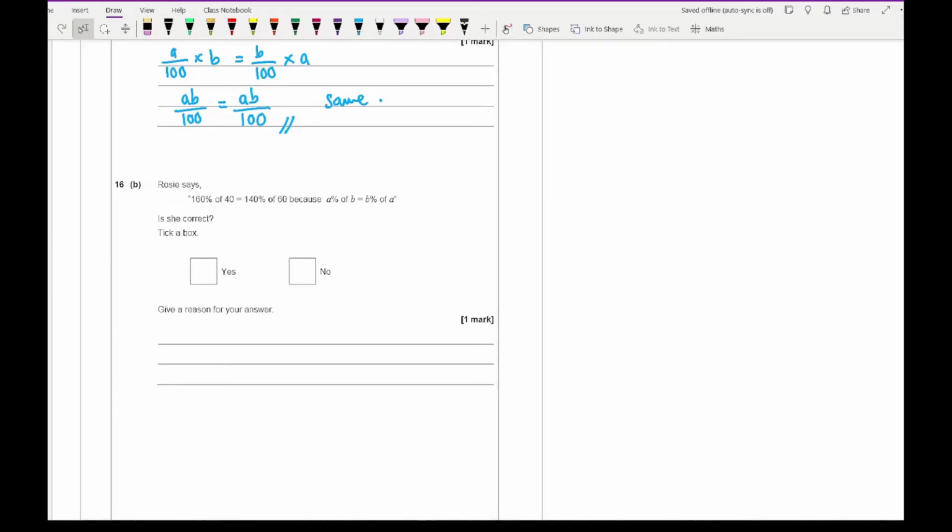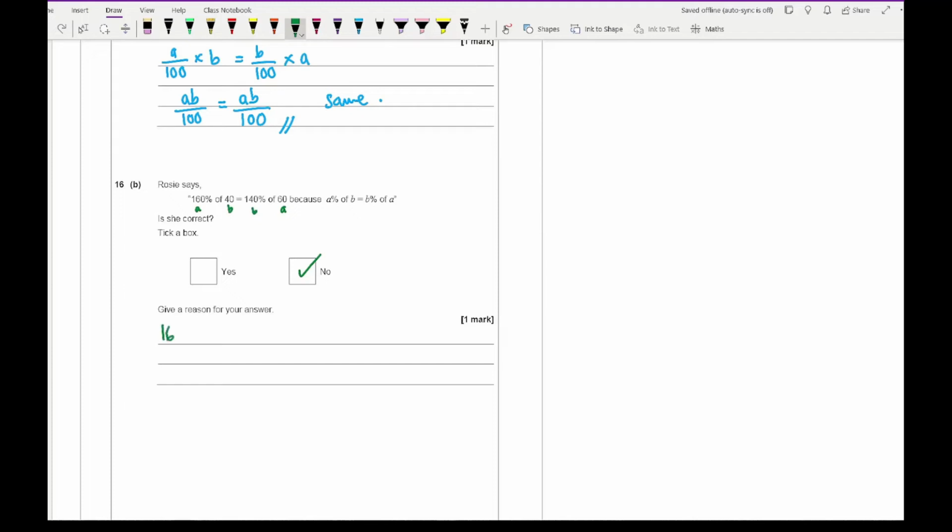Now with regards to 16b, it says that Rosie says 160% of 40 equals 140% of 60 because A% of B equals B% of A. Is she correct? Well, there are several reasons why Rosie is completely wrong, because obviously her A and B values are not the same. So here we can say that if this is A, that is not the same as that A, and obviously in terms of B, they are not correct.